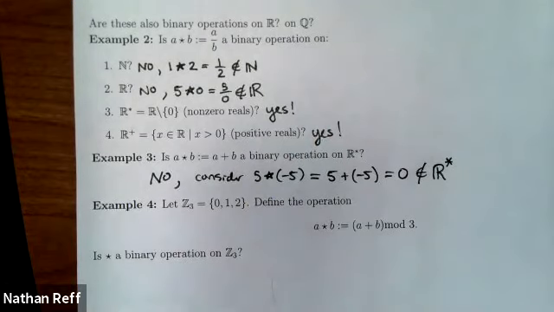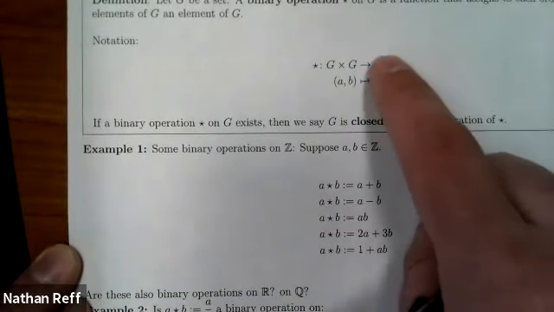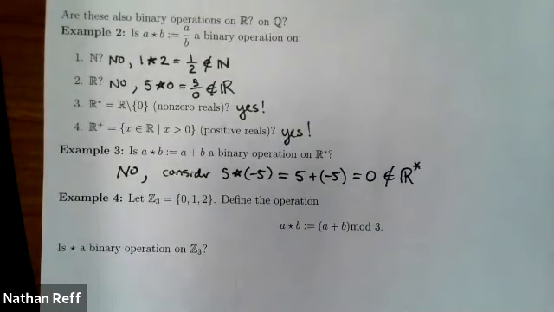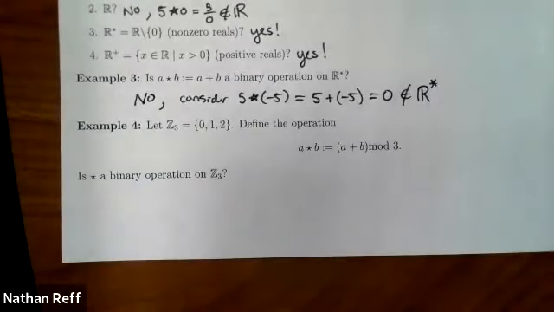Okay. So you have to be very careful here. You're really just checking that for any pair you give me, when I combine them in whatever way I define, as long as the result stays in my set, then I'm okay. But things can get somewhat complicated very quickly.